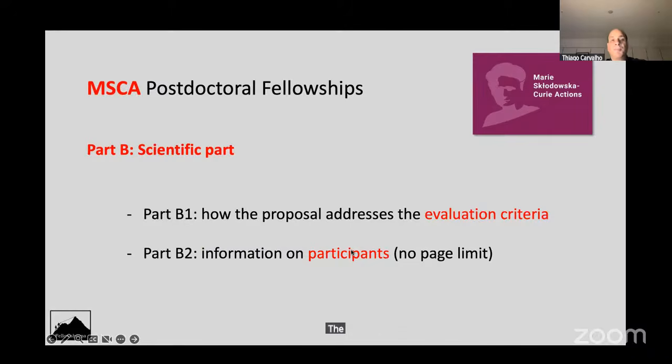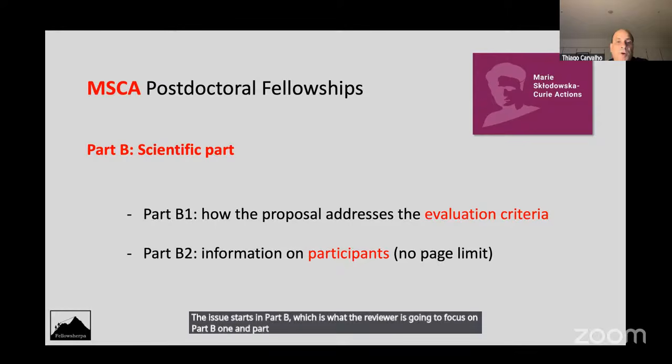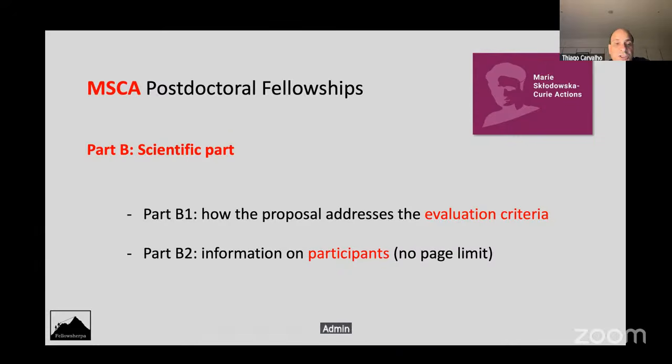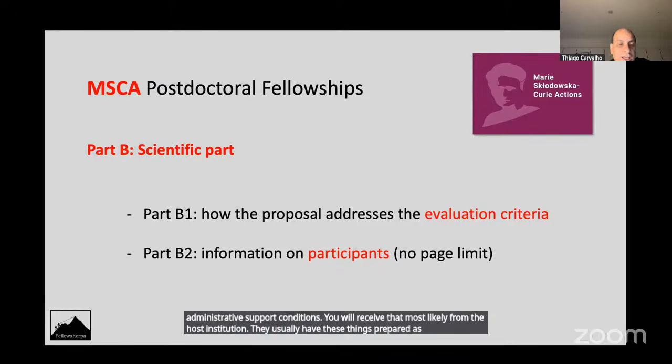The issue starts in Part B, which is what the reviewer is going to focus on, Part B1 and Part B2. Part B2, we're not going to go into any detail today, but it's your biographical information, your CV, plus information on the institution. So material conditions, equipment, administrative support conditions. You will receive that most likely from the host institution. They usually have these things prepared as templates in Europe. But Part B2 also will include your CV, which is free form. And unlike the Part B1 that we're going to go through in a second, it has no page limit.